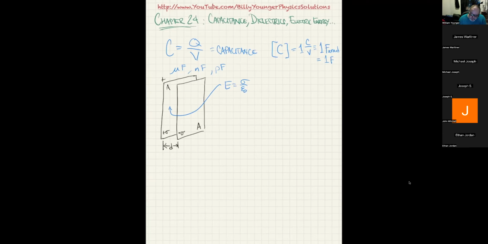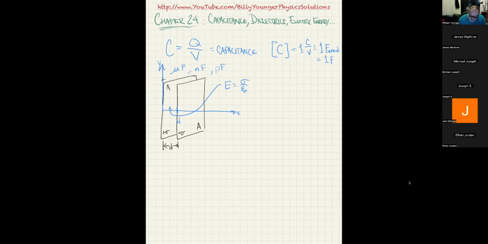What I'm going to do is create a nice little blue coordinate system. That's going to be my y-axis, and this is going to be my x-axis. That means this distance right here is D. In order for me to find the capacitance, I need the charge divided by the voltage. So I've got to find the voltage.